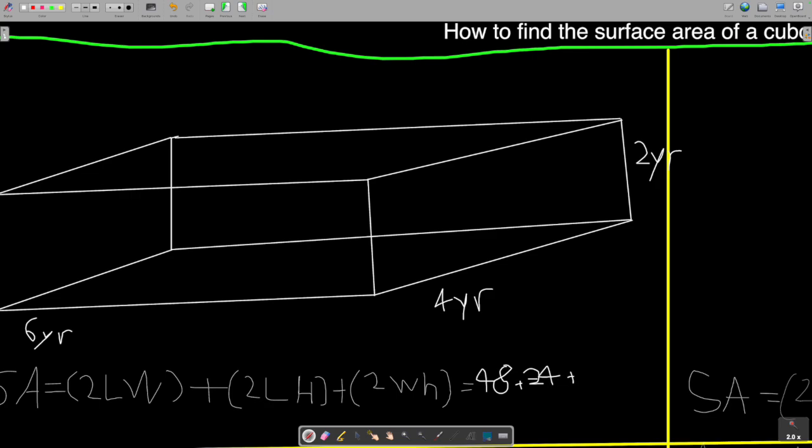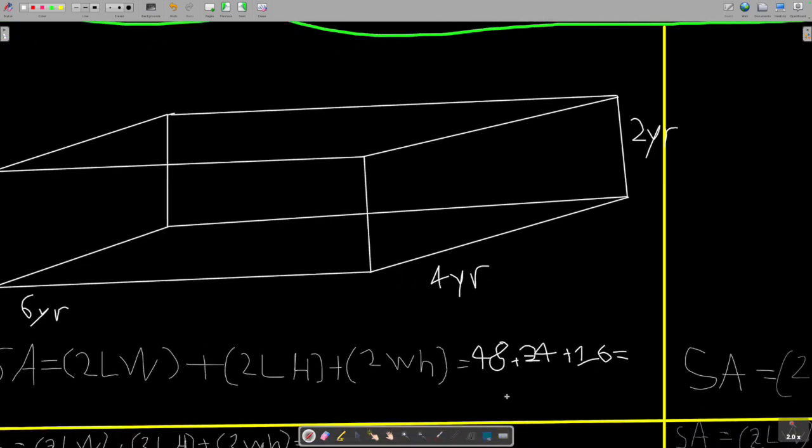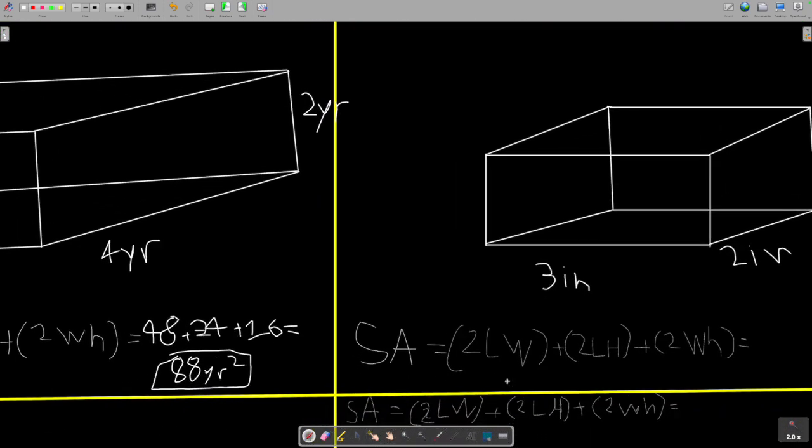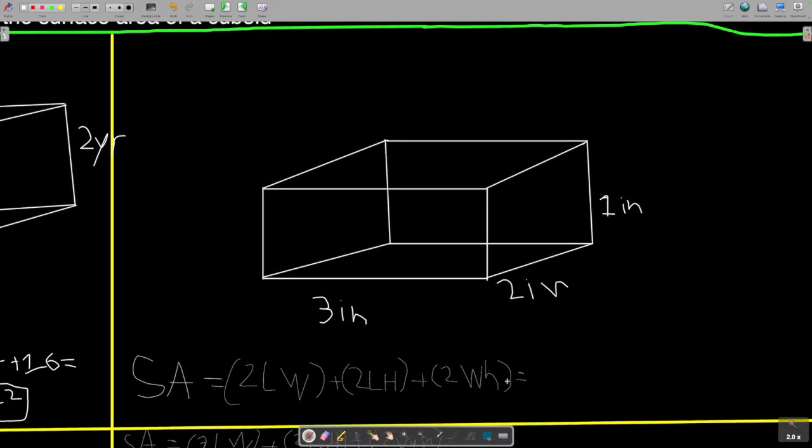And then 2 times width times height. So it's going to be 4 times 2, which is 8. And then we multiply it by 2, that's 16. Then 24 plus 16, that's 40. 48 plus 40 is 88. So it is indeed the same answer we got last time, which is 88 square yards. So they both work. I prefer using the other one, because it's a little less complicated. More simple, basically.